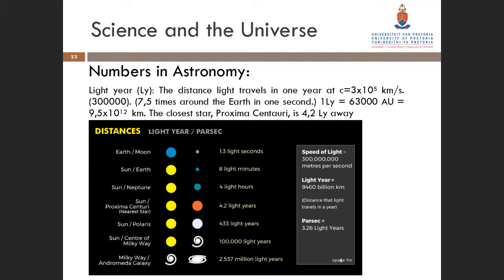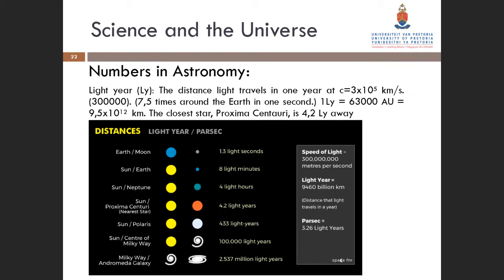So if we go to the light year, it takes light from the moon to Earth 1.3 light seconds. From the sun to Earth 8 light minutes. From the sun to Neptune 4 light hours. Our closest star to us, Alpha Centauri, that's part of Proxima Centauri, is roughly 4.2 light years away. So that means light from that star takes 4.2 years to reach us. We go to the star Polaris, 433 light years away.